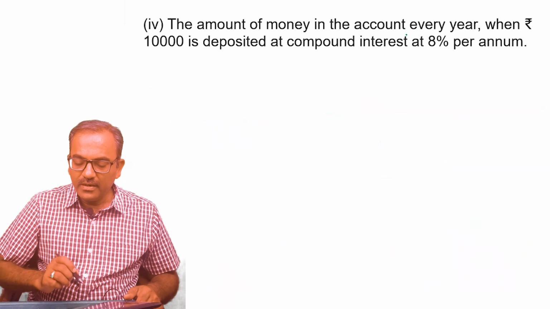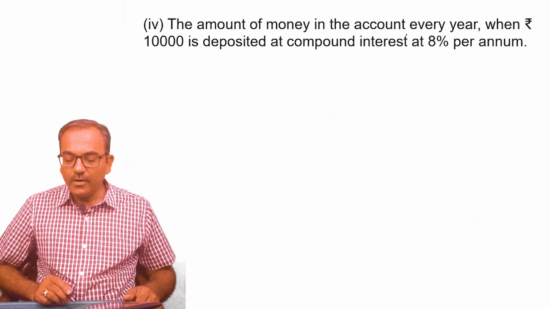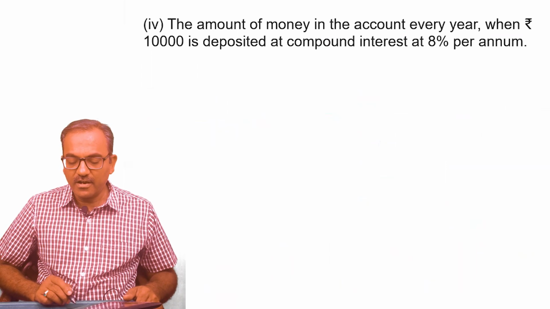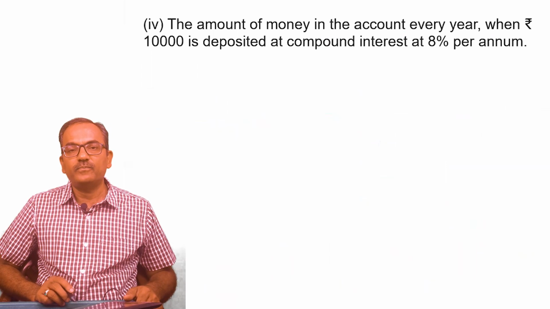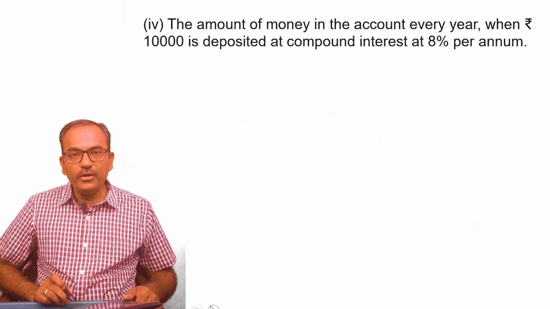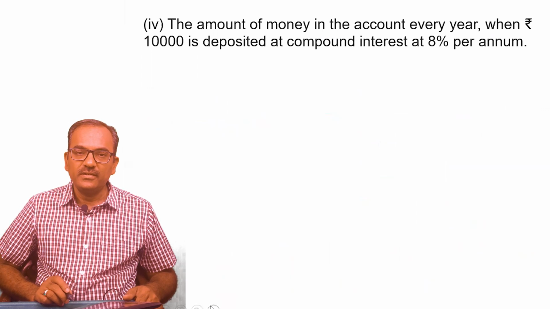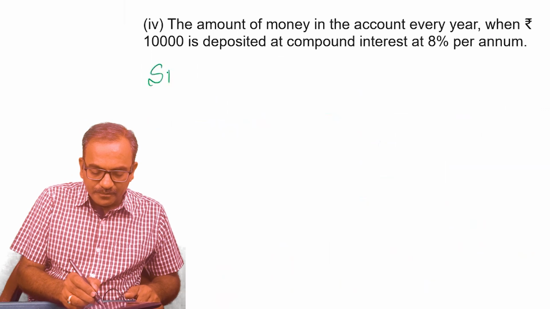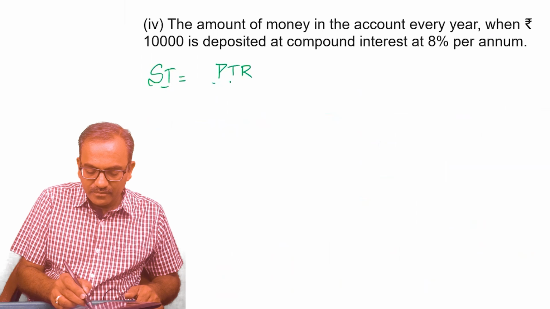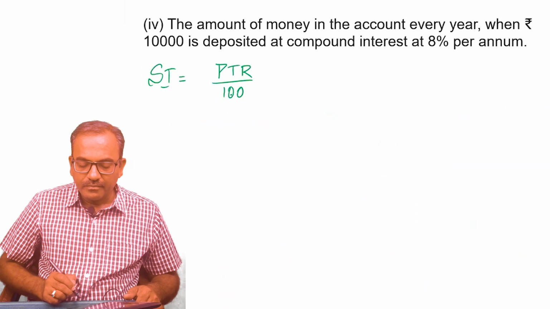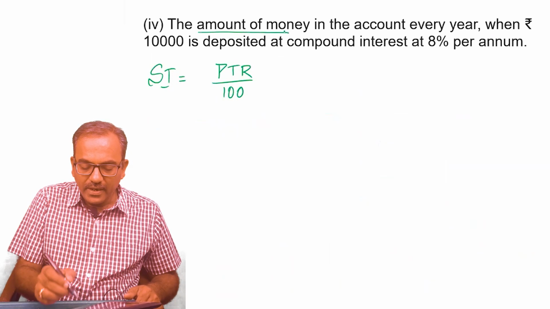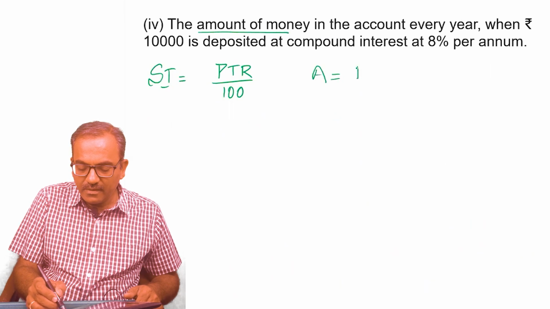The amount of money in the account every year when rupees 10,000 is deposited at compound interest 8 percent per annum. So every time you need to find out the simple interest. Simple interest is given by PTR by 100. And how do you find amount? Amount is always given by principal plus interest.